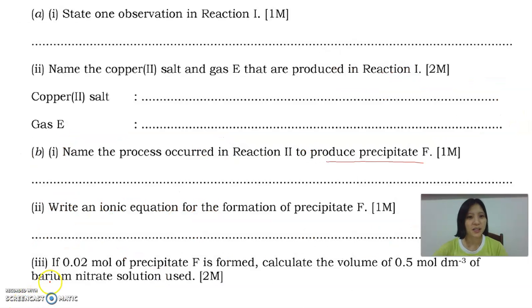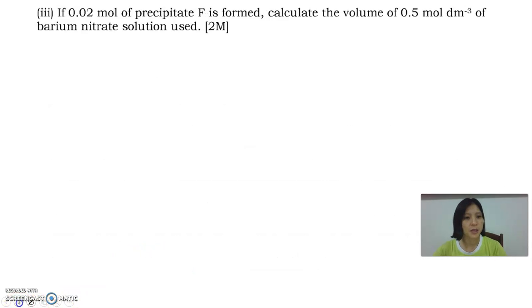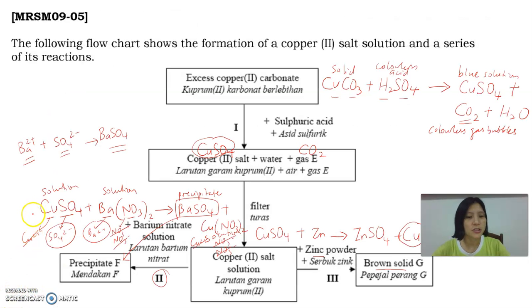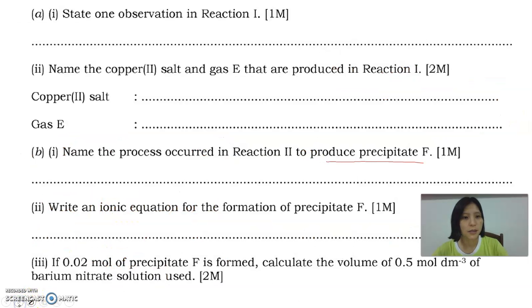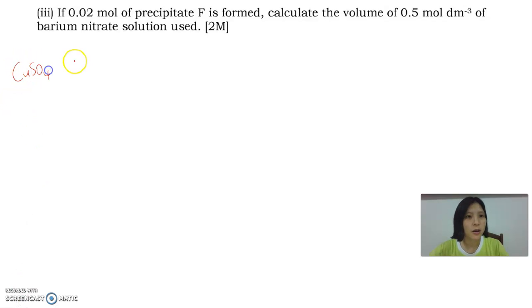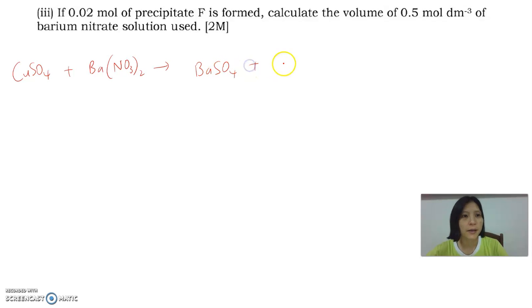Next question. If 0.02 mole of precipitate F is formed, calculate the volume of 0.5 mole per dm cube barium nitrate solution used. So let's write the equation again. The question is CuSO4 plus Ba(NO3)2. Change partners: BaSO4 and copper(II) nitrate. This is the equation.